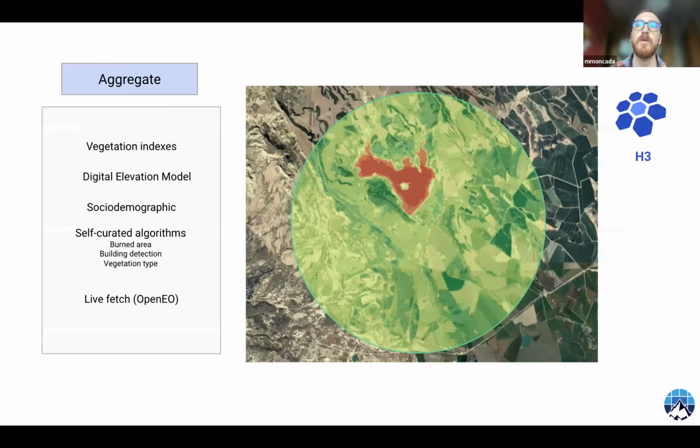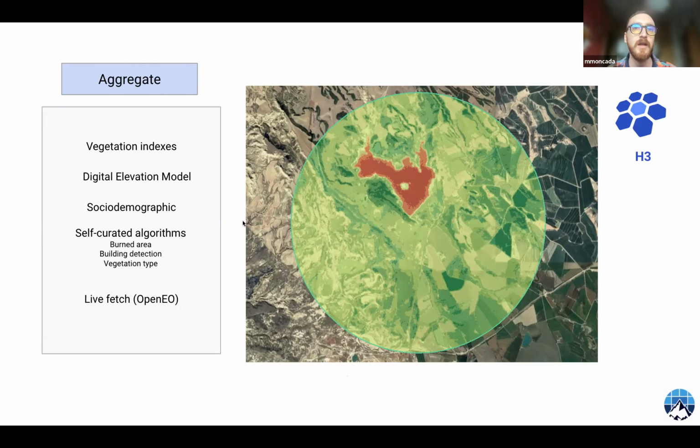So on the first step, what we're willing to deal with is some layers that will be pre-generated and made available by us, like vegetation indexes, digital elevation models, some socio-demographic data, maybe POIs and so on, self-curated algorithm and data products like maybe burned area detection and some others. And we're also planning to offer the users the possibility to do a live fetch using OpenEO. We're doing all this through a very specific standardized format, which is not really designed for raster data, but we are pre-processing it to get this format.